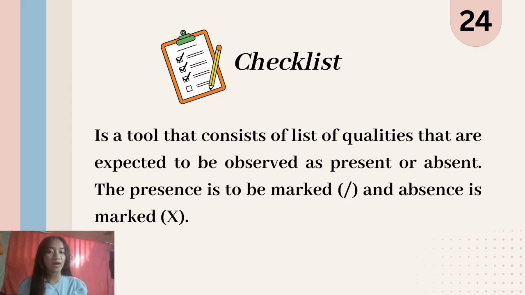It consists of a list of qualities, skills, or items that are expected to be observed. For each item, the assessor marks its presence with a check or its absence with an X. By focusing on binary outcomes like present or absent, the checklist ensures that the assessment is objective and straightforward. It is especially useful for tasks requiring compliance with specific standards.